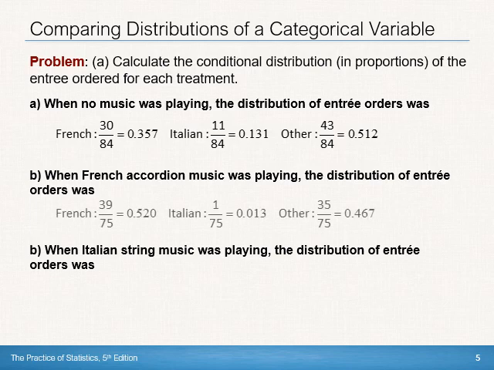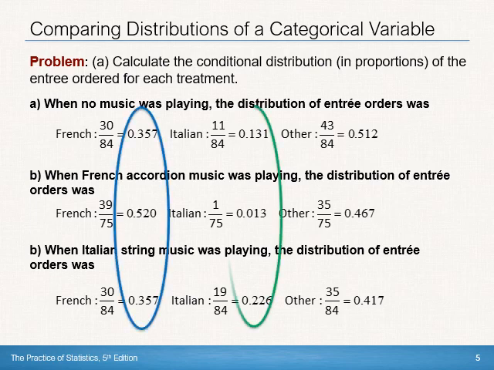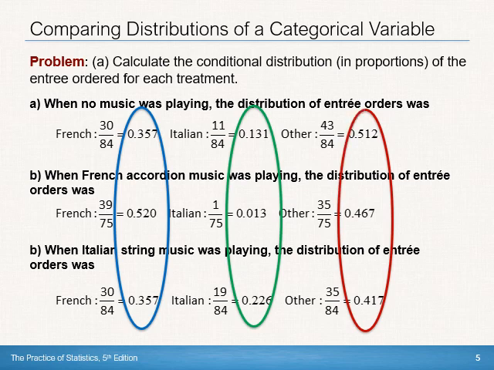Okay, so we have the following distributions for the other nights. We have no music playing, French music playing, and Italian music playing. All right, so there's a lot of numbers to look at here. Nine different numbers, nine different situations. It's hard to see what's going on. Ultimately, we want to compare the different types. What was the change in the type of food ordered based on the type of music played?